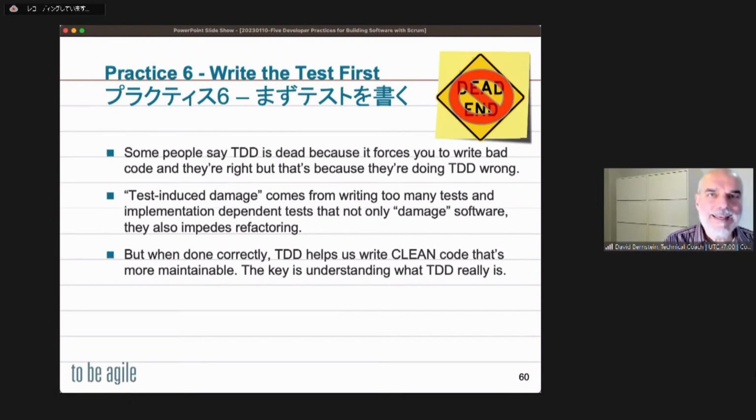And TDD is not a testing methodology like a lot of people think from the name. It's actually a design methodology. It informs us on how to write better, higher quality software.